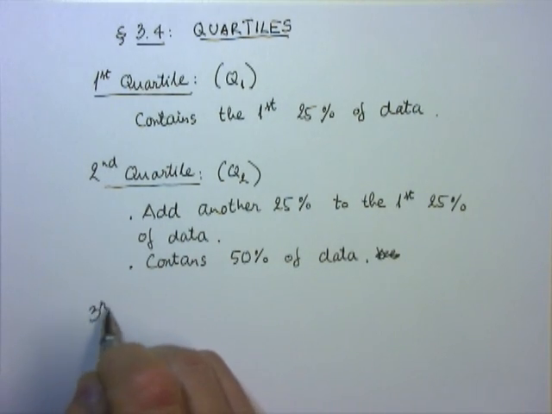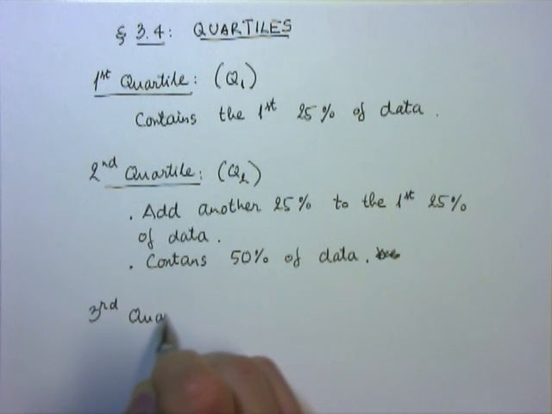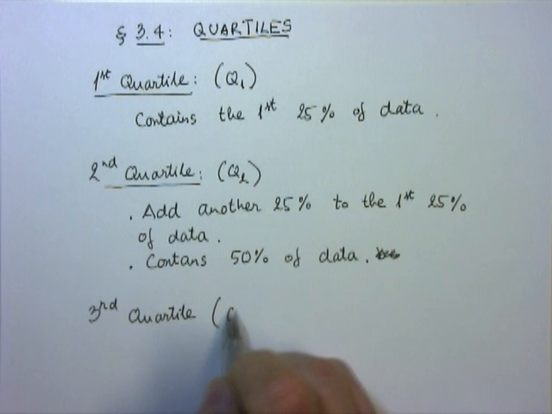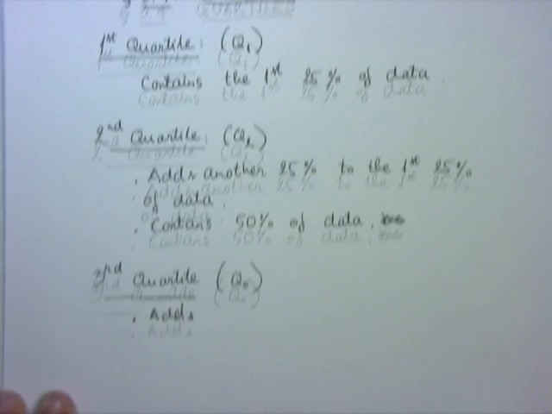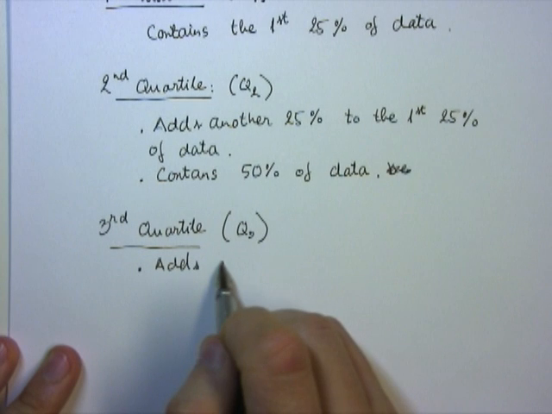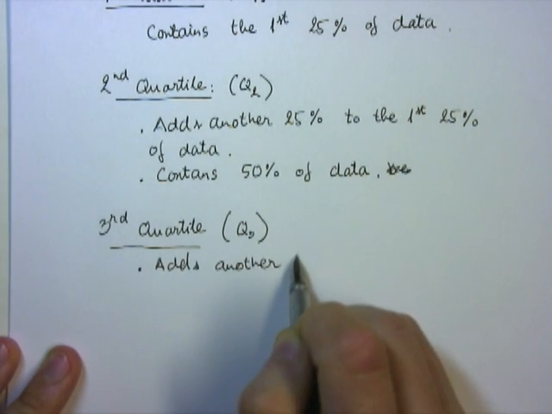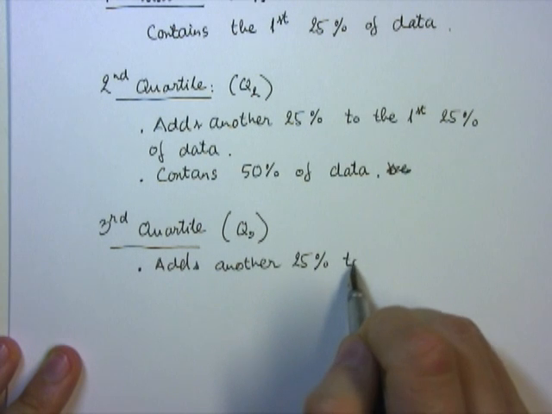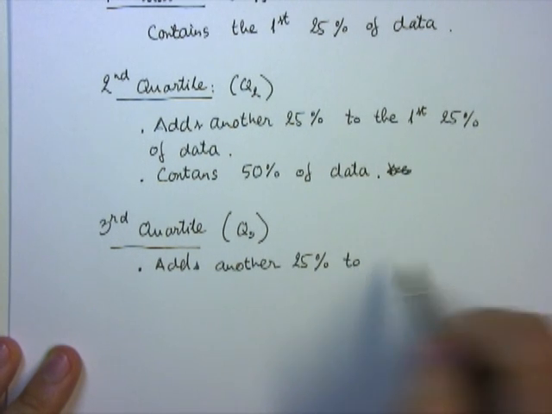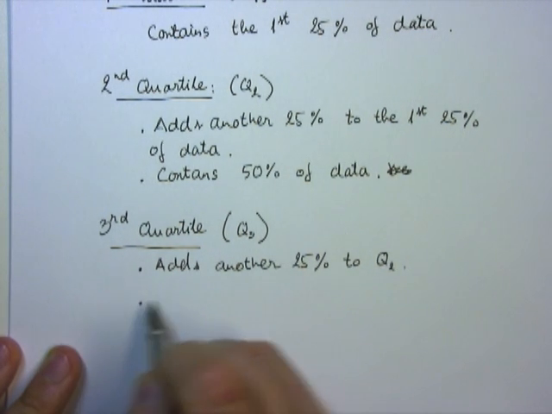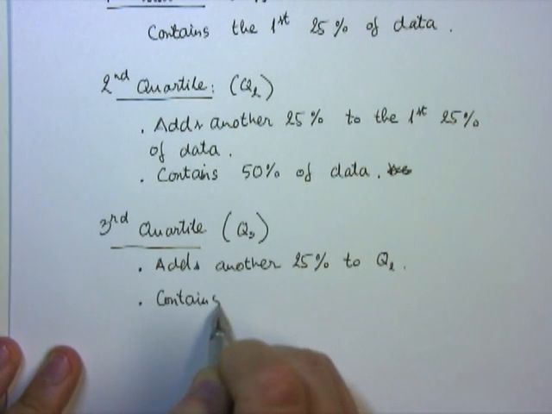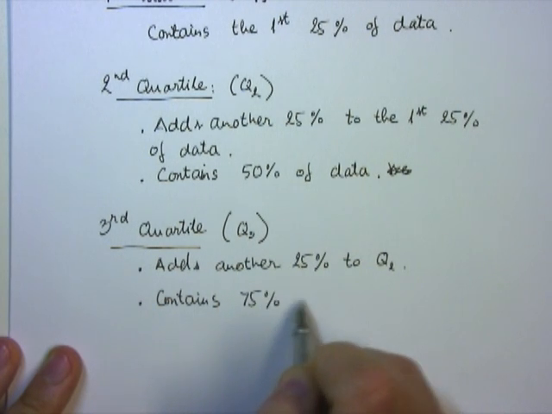And the third quartile, Q3, adds another 25% to Q2. And so this third quartile contains 75% of data.